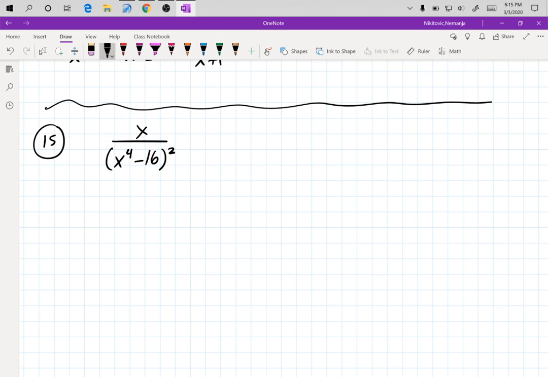We have to factor this. Well, x to the 4th minus 16 is going to be given as x squared minus 4 and x squared plus 4. And because there was a square there, each one gets its own square. Are we agreeing on that?